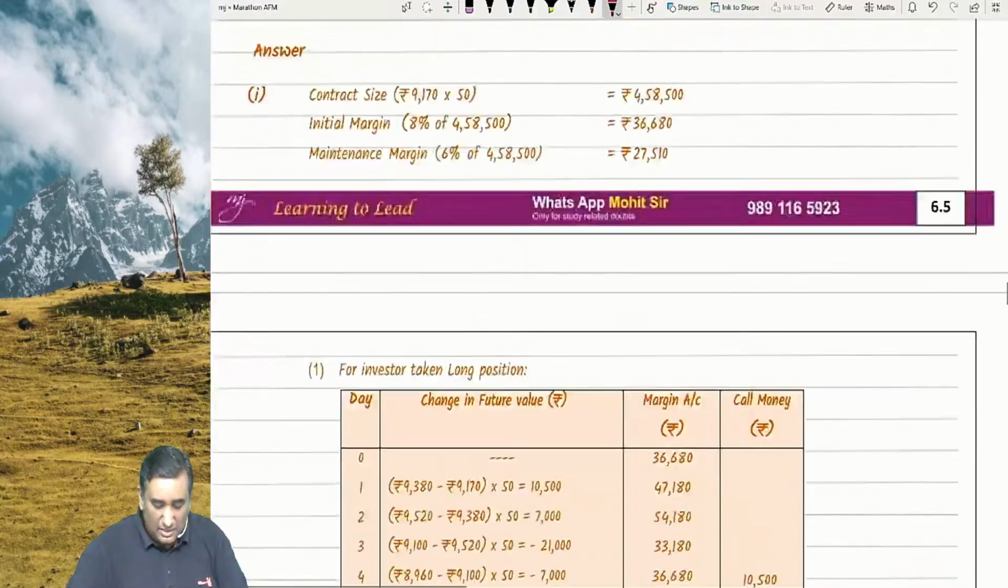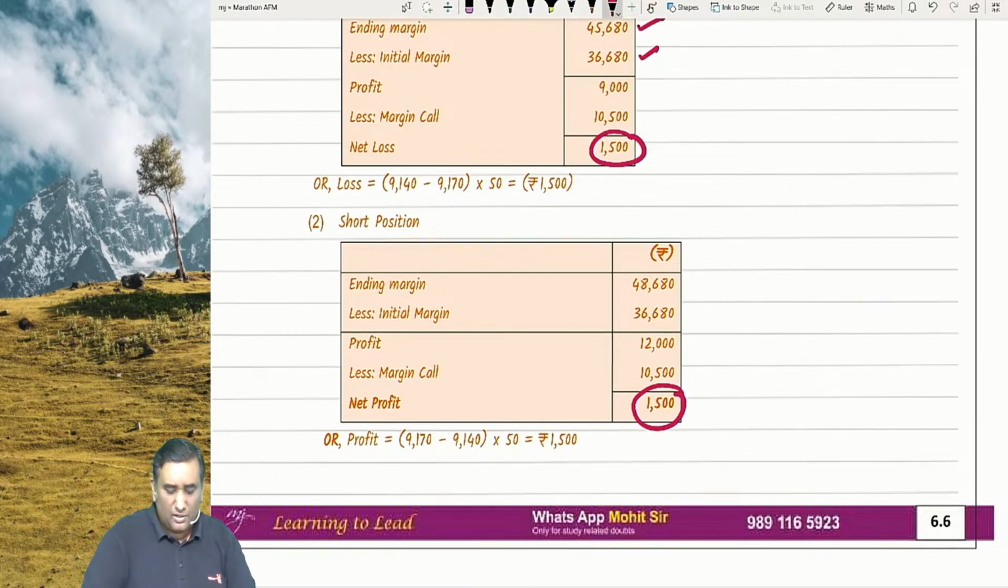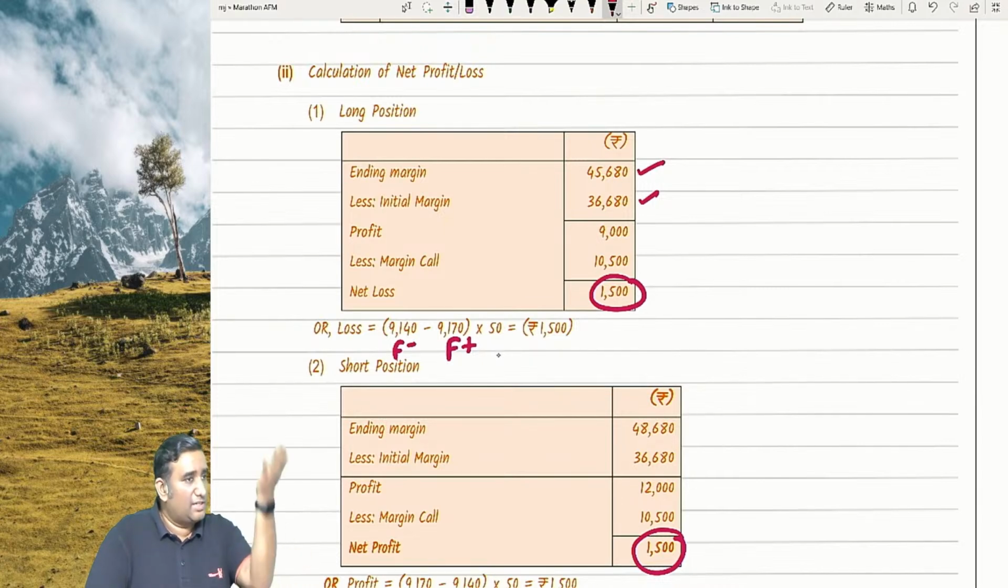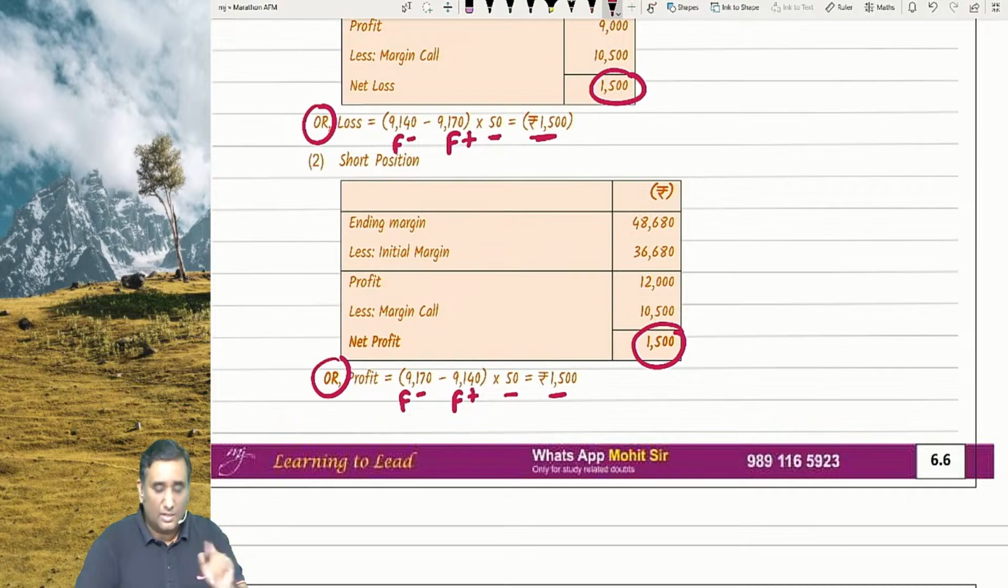Let me see the second part answer first, then we'll do the internal. So he has shown it this way only: ending margin, initial margin, what I said, all alternatives, 1500 loss or 1500 profit. Or part is simpler. You did F plus at 9170, F minus at 9140. I'm assuming you would have exited. Even if you don't exit, you will know the balance: into 50, 1500 loss, and for him he did F minus at this and F plus, 1500 gain. This is the 'or'. I showed you both ways. Now the second part we'll do.